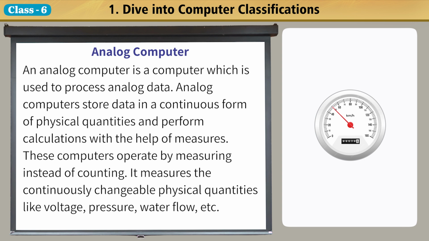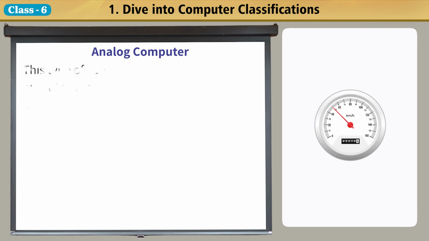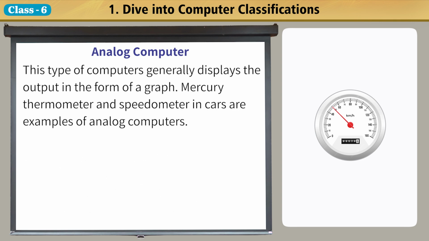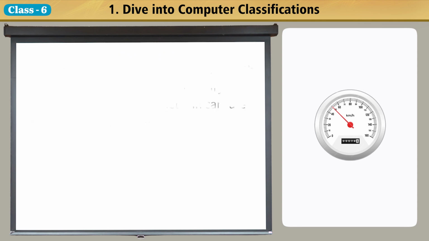These computers operate by measuring instead of counting. It measures continuously changeable physical quantities like voltage, pressure, water flow, etc. This type of computer generally displays the output in the form of a graph. Mercury thermometer and speedometer in cars are examples of analog computers.